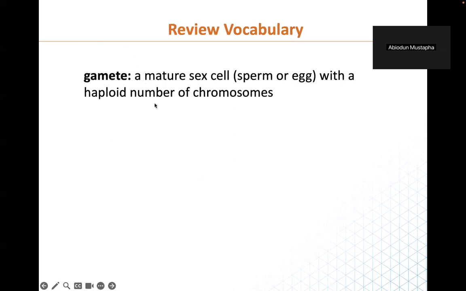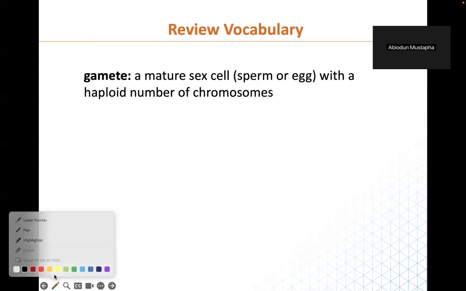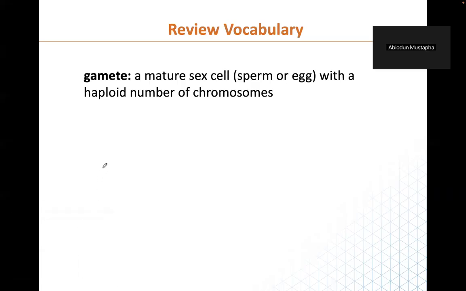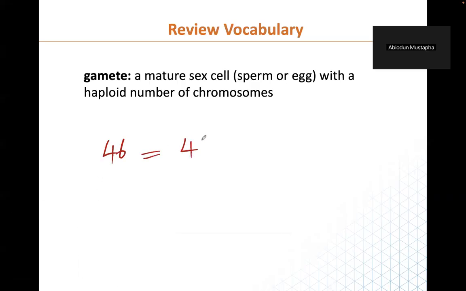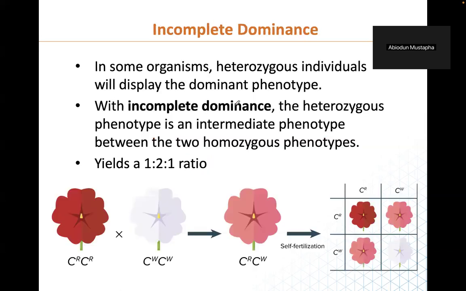A gamete, as I said to you before, is a mature sex cell, either the sperm or the egg, with a haploid number of chromosomes. For example, the number of chromosomes a normal Homo sapiens has is 46. But when we say haploid, we mean 46 divided by 2, which is 23. That's where we got the word haploid from. It means half of the number.